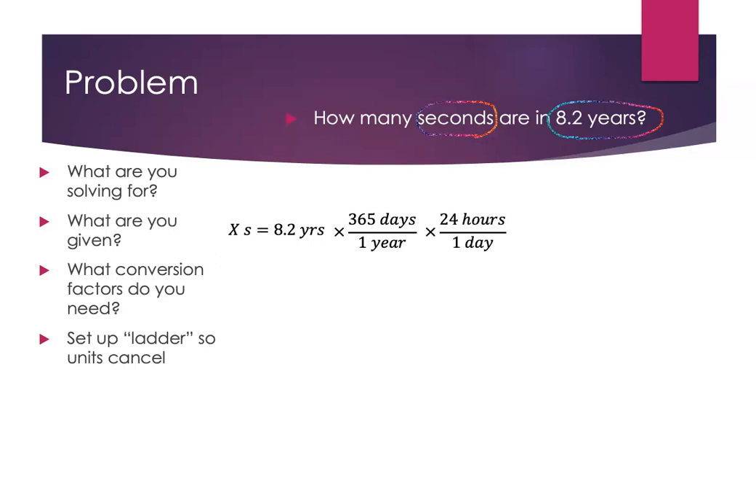I can do days to hours because there are 24 hours in a day. I can do hours to minutes. There are 60 minutes in an hour. And I can do minutes to seconds because there are 60 seconds in a minute. All right. If I've set it all up correctly, I should only have seconds left. The units will cancel. Oh, years cancel. Days cancel. Hours cancel. Minutes cancel. I'm left with only seconds, which is what I want.